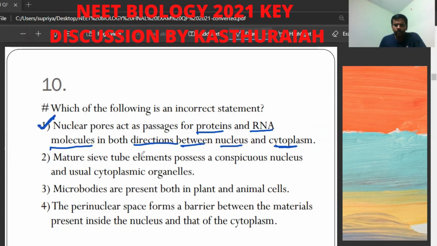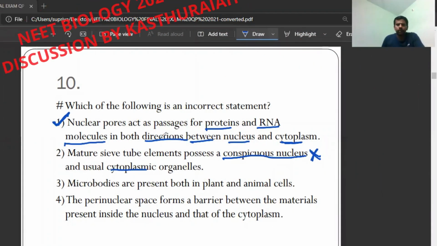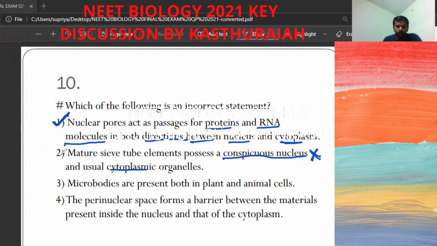And see the second option, mature sieve tube elements possess a conspicuous nucleus. It means they do not have one, so option 2 is wrong. The statement says mature sieve tube elements possess a conspicuous nucleus and usual cytoplasmic organelles. Here, it does not have the nucleus and cytoplasmic organelles. It means statement number 2 is an incorrect statement. In the third statement, microbodies are present both in plant and animal cells.